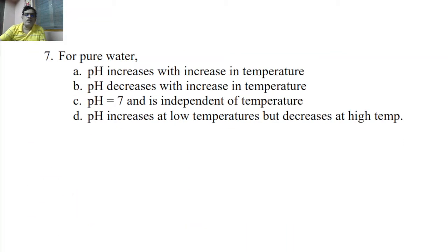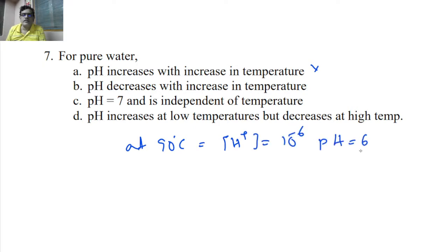For pure water, pH increases with increase in temperature. That is wrong. Actually, just now we saw at 90 degrees centigrade in the previous question, the concentration of H plus is 10 to the power of minus 6. Therefore, pH will be equal to 6. Actually, pH is decreasing. pH decreases with increase in temperature. That must be the correct statement.